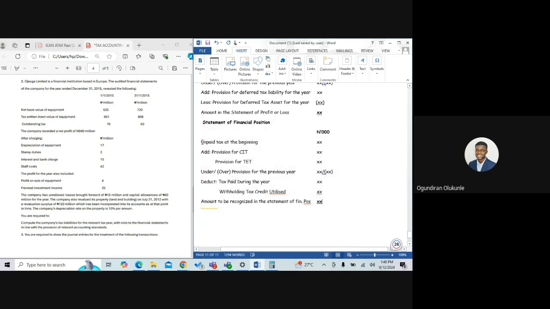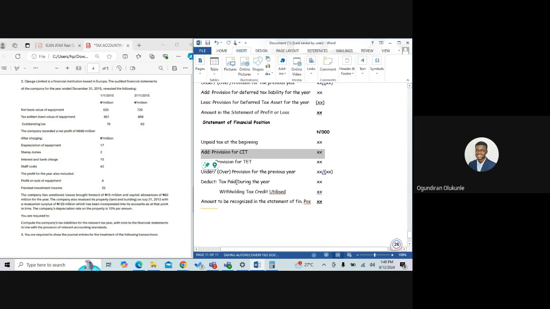So we have unpaid tax at the beginning. That's if they are owing the tax authority, which is usually going to be the opening balance, right? Then you add the CIT amount and the TET amount to it. Then, of course, if it is under provided last year, you have to provide more to meet up with the provision. And if it is over provided, you have to deduct that amount to reduce the provision, right?